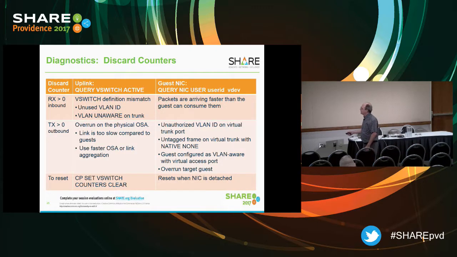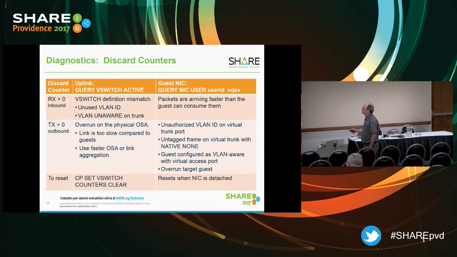And so I give you a table here. For example, I want to look at the discard counters. They're the things that help me a lot. If I see a received discard count inbound, it's telling me about inbound packets. If I issue query vSwitch active, so I ask the vSwitch to tell me about its receive discard count, what it means is there's a definition mismatch in the vSwitch. I have received a packet that has a VLAN ID I'm not using. There's no guest authorized for that VLAN ID who's up and has an active NIC. Therefore, I just discard the packet.